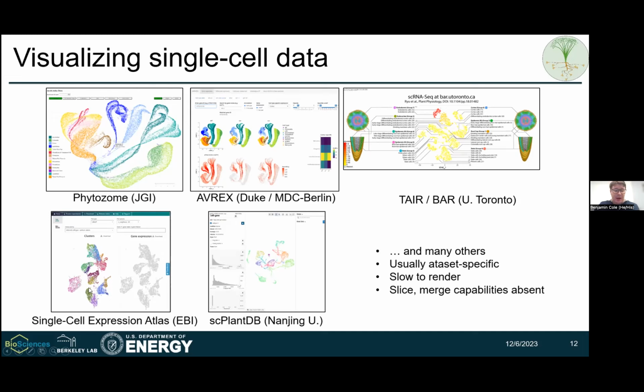And then again, single cell expression atlas at EBI, and now this single cell plant DB at Nanjing University is attempting to aggregate a lot of different data sets together. And there are many other visualization browsers. So there can be issues with each and every one of these things, but they are really useful tools. And I think efforts to standardize and bring them all together to work harmoniously could be really important.